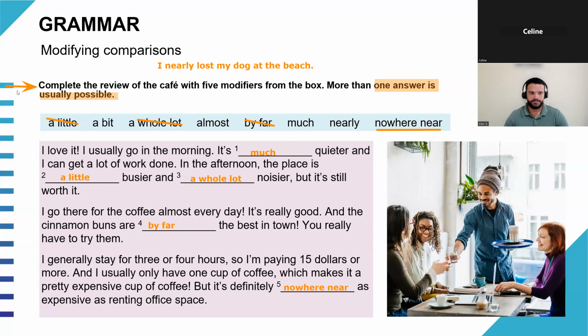So let's practice. We have a little bit, un poco, a bit, también un poco, a whole lot, mucho más, o mucho, almost, casi, by far, por mucho. So much, mucho, nearly, casi, nowhere near. I don't know how to say this in Spanish, Celine. Maybe this is like ni siquiera cerca, como que nowhere near es como que no está cerca, okay? All right. Any questions, Celine? Is that okay?